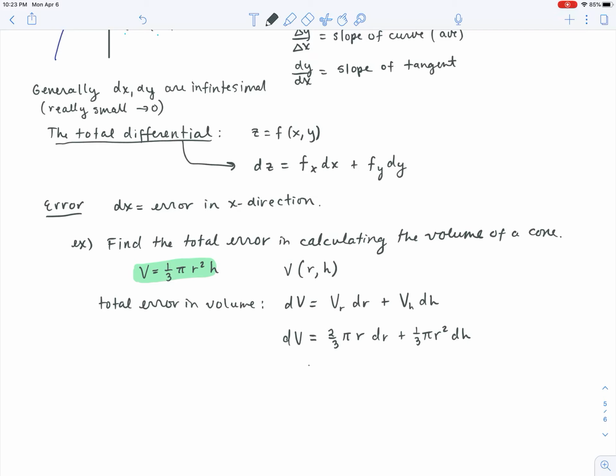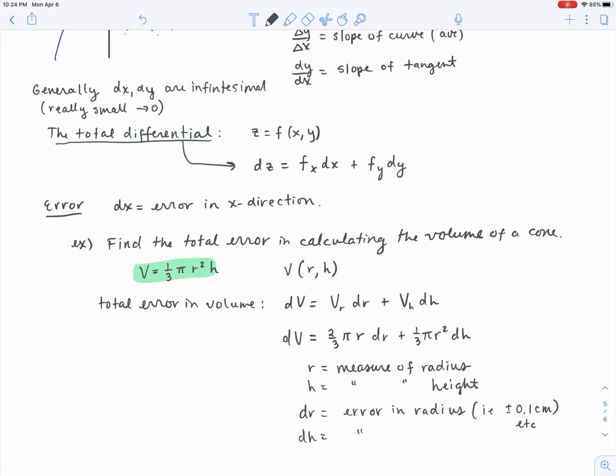Now, r would be the measure of the radius. h, similarly, is the measure of the height of the cone. dr is the error in radius, so like plus or minus 0.1 centimeter, etc. And similarly, dh is the error in the height.